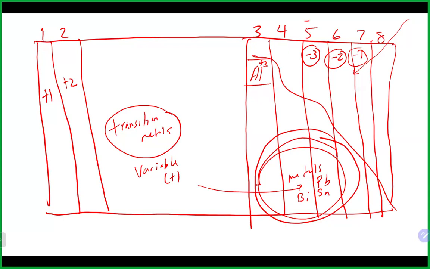So when those guys actually hook up with other nonmetals, for example, it does matter who they hooked up with and how many as to what the charge is for them. Yes, sir. You have a question? Yeah.